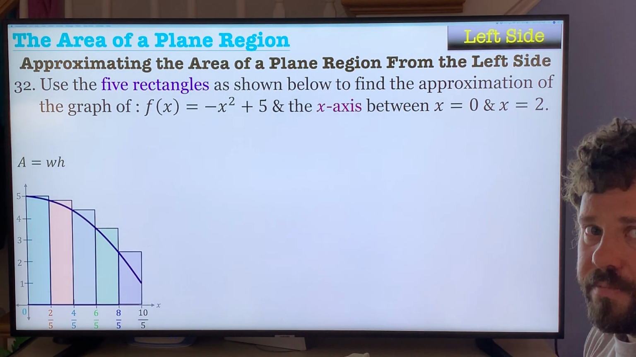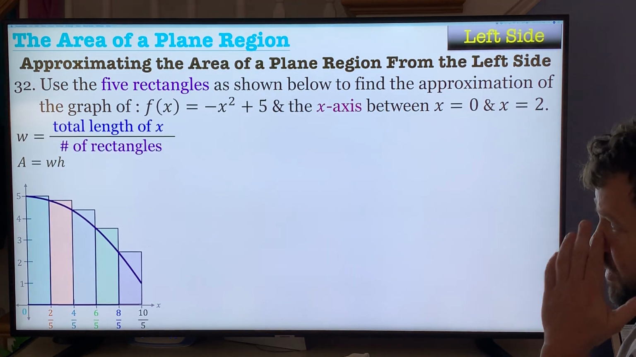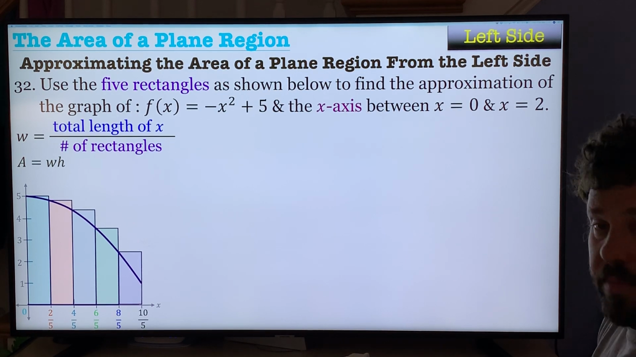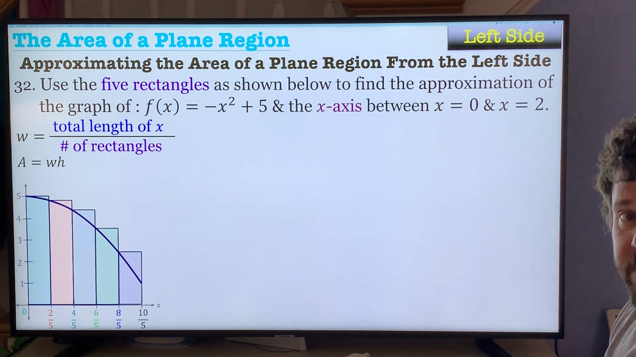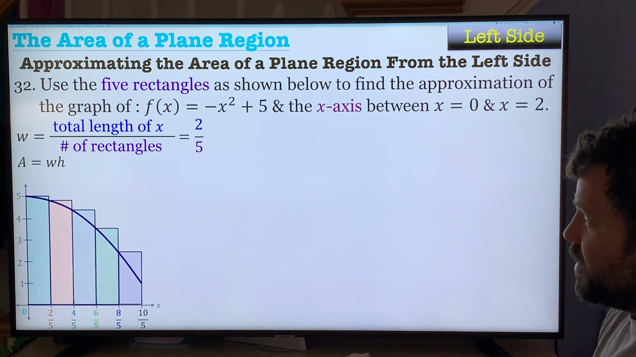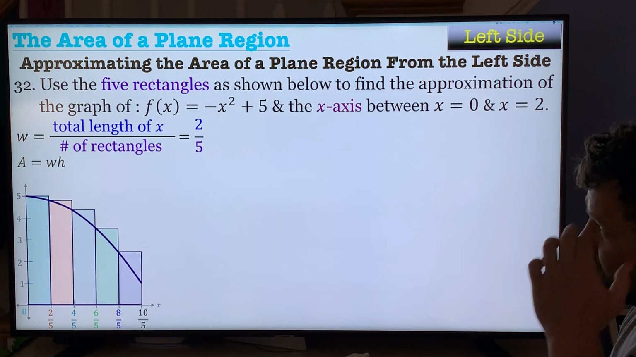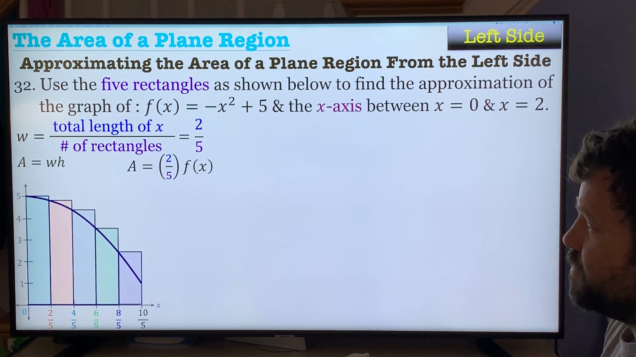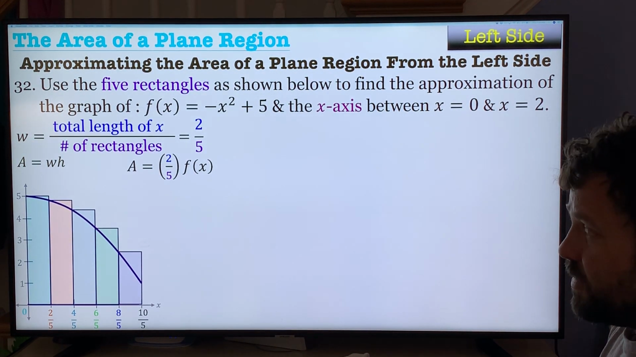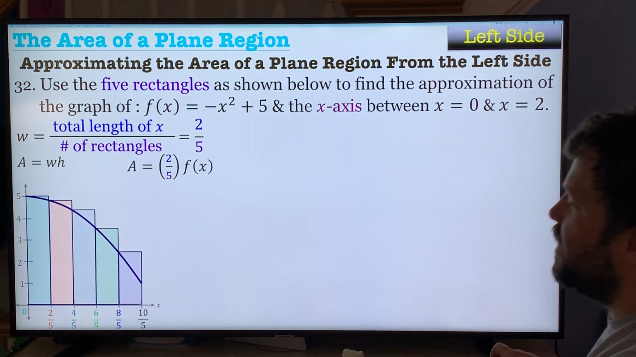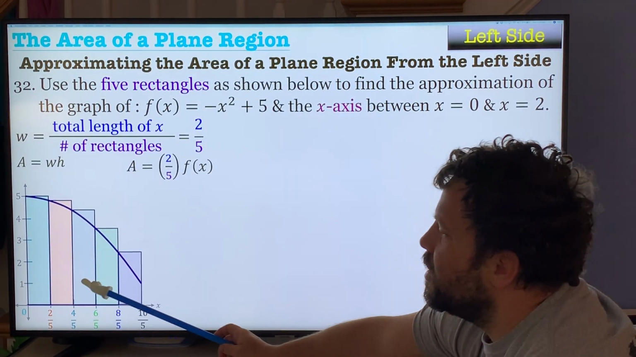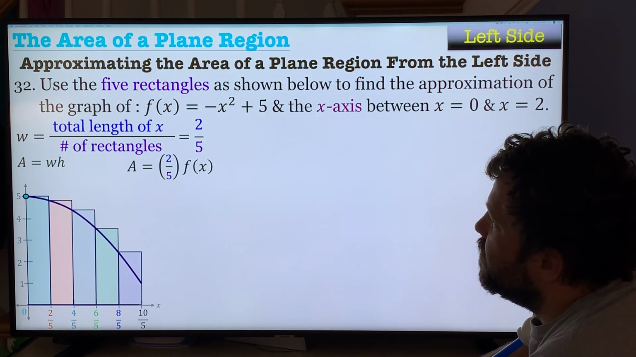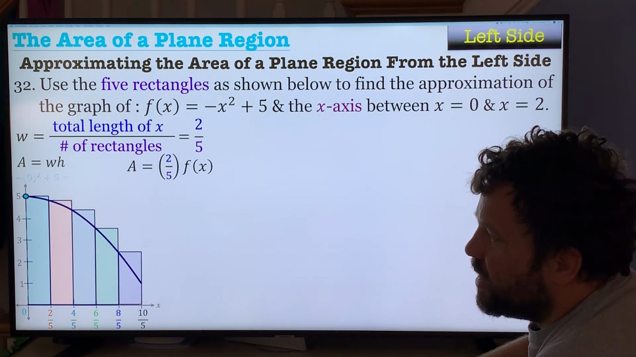Area equals width times height. Got it? Total length of x divided by the number of rectangles. Same concept. Area equals width times height. All right? 2/5. Area is 2 over 5 times f of x, right? Same thing we did before. The only difference here is now these rectangles are circumscribed, meaning they go above the graph. All right? So when we find our f of x, we're using the left sides.